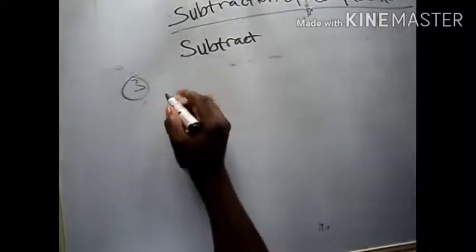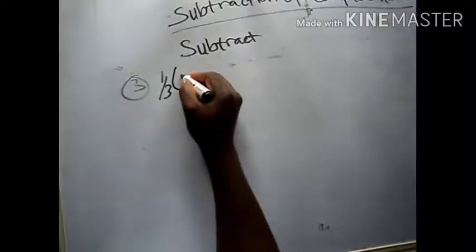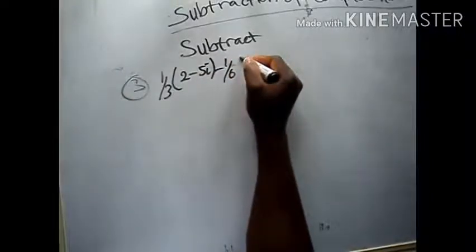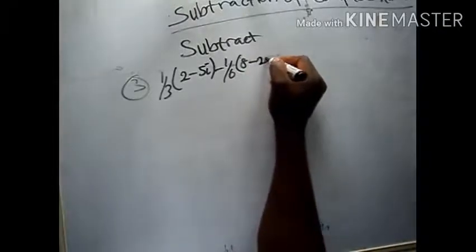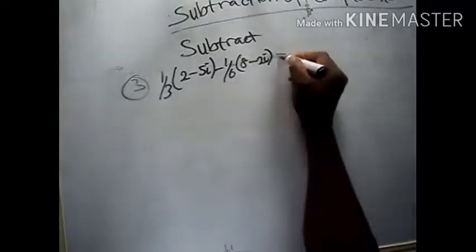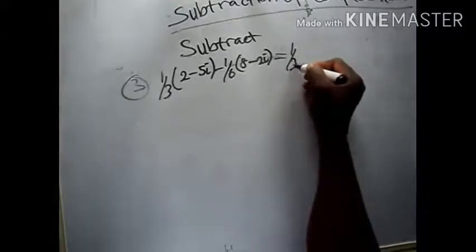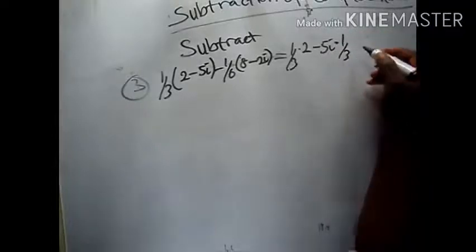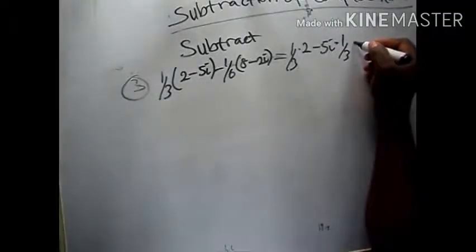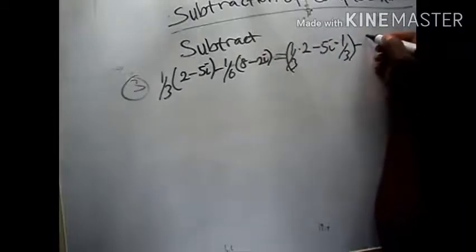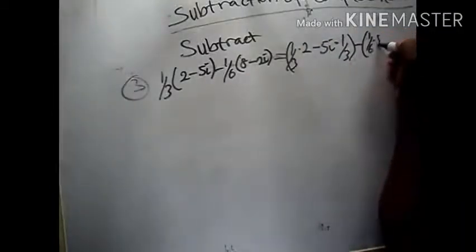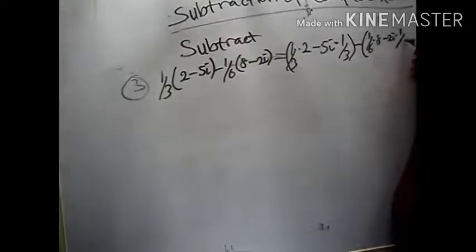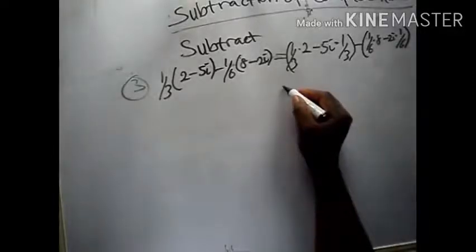Yet another example. Example 3: let's have 1 over 3 bracket (2 minus 5i) minus 1 over 6 bracket (8 minus 2i). What we're gonna do first is to open the brackets. We have 1 over 3 multiplied by 2, minus 5i multiplied by 1 over 3. Then let's put it in brackets, minus 1 over 6 multiplied by 8, and minus 2i multiplied by 1 over 6.